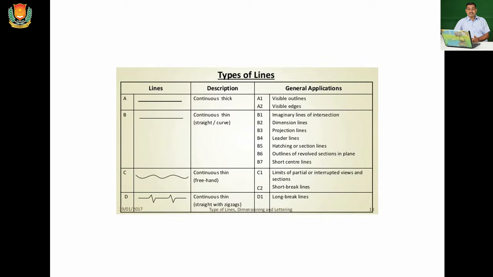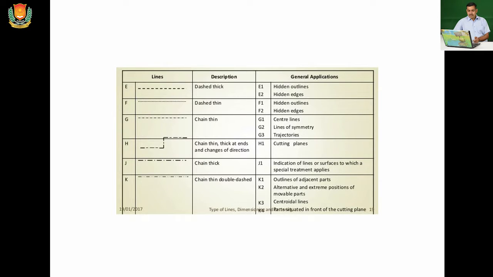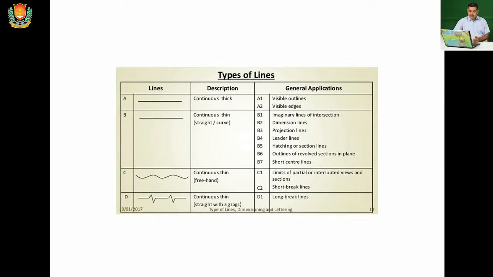First we will discuss the types of lines: continuous thick line, continuous thin line, straight zigzag line, freehand line, dash line, and chain thin line. These lines have special applications, and every line has a special purpose. The application of the continuous thick line is the visible outline of any object. The application of the continuous thin line is the imaginary part of any object or the dimensioning part of any object.